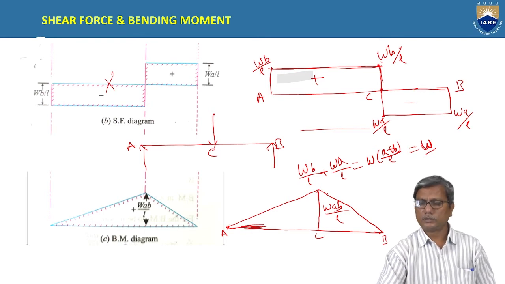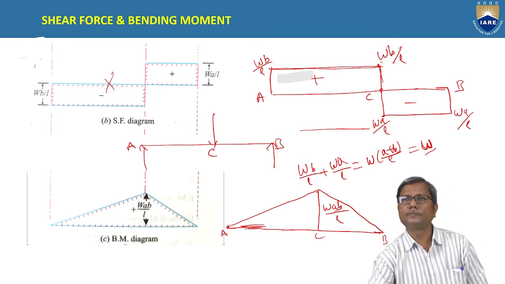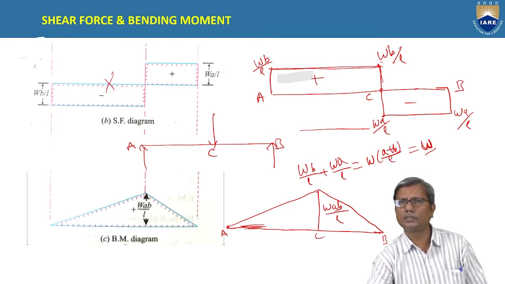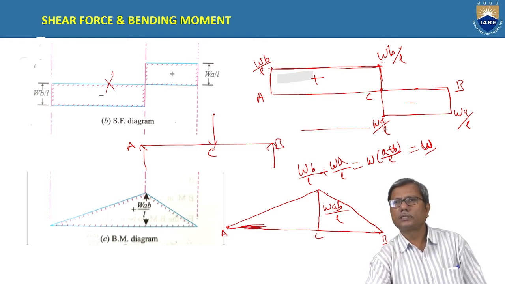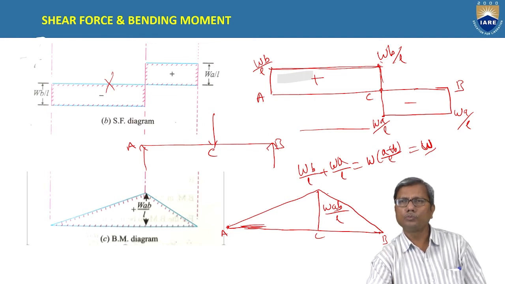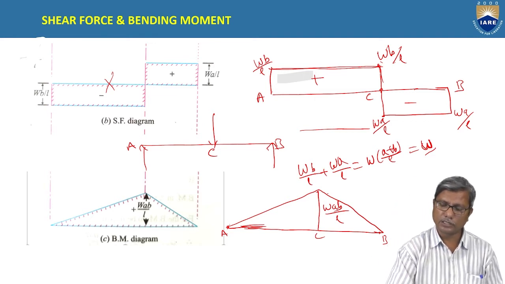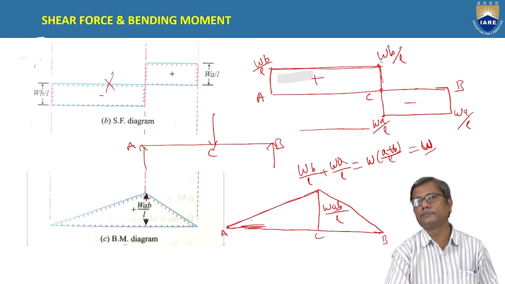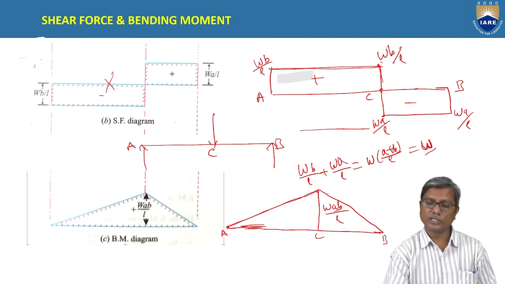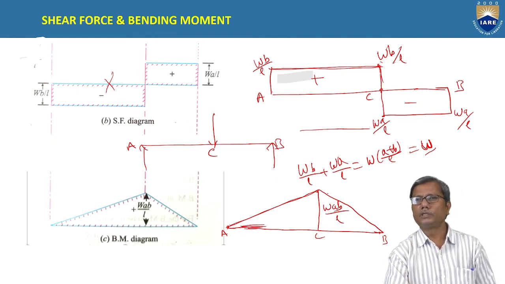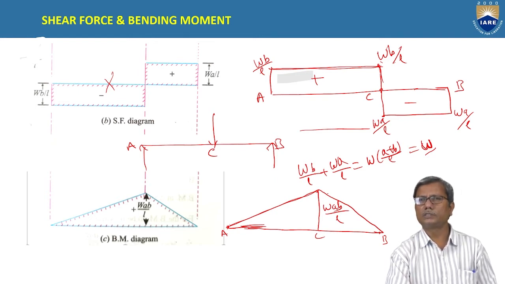Understand? So, these points are to be noted. They will be helpful in drawing shear force diagrams and bending moment diagrams. In case there is no load between any 2 points, the bending moment diagram will be an inclined line. That means it varies linearly along the span. The bending moment varies linearly between those 2 points where there is no load acting.